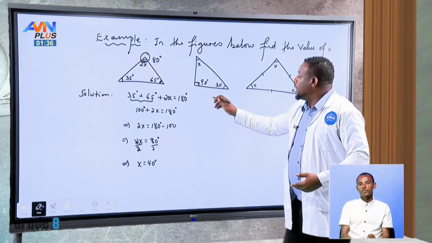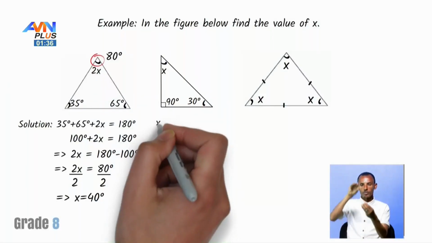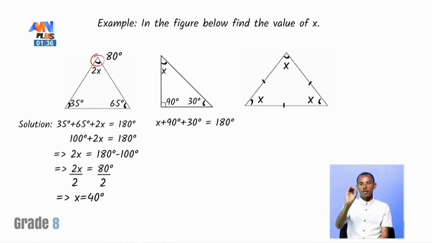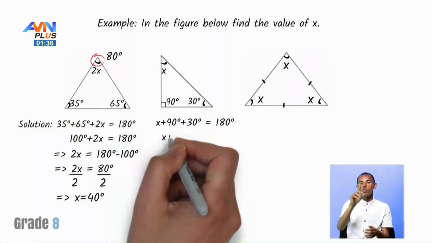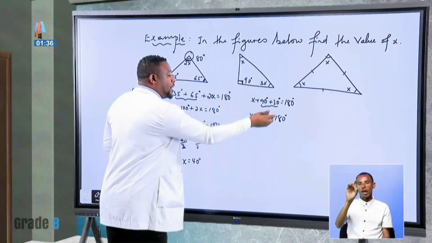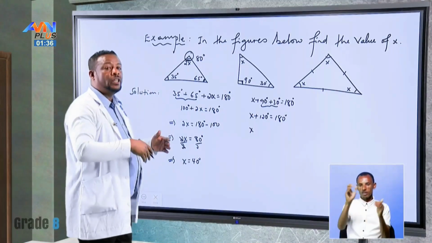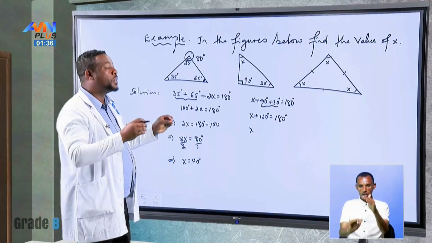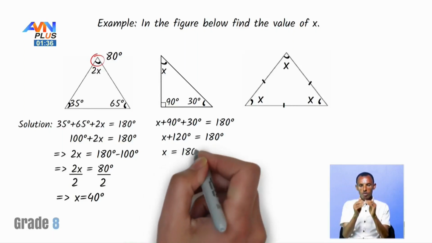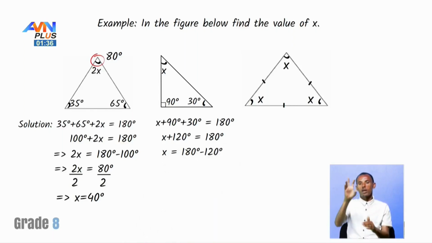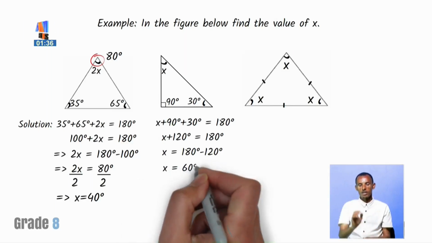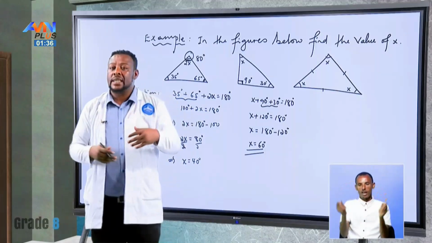So x plus 90 degrees plus 30 degrees is 180 degrees. The sum of these two is 120. So x plus 120 degrees is 180 degrees. Then subtracting 120 from both sides, x becomes 180 degrees minus 120. This difference is 60 degrees. The value of x in the second triangle is 60 degrees, right?